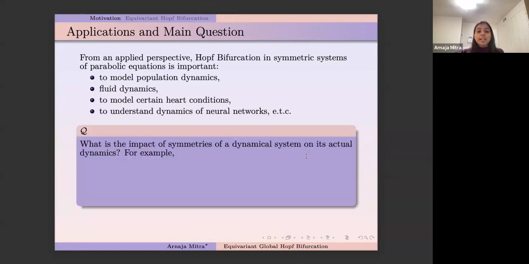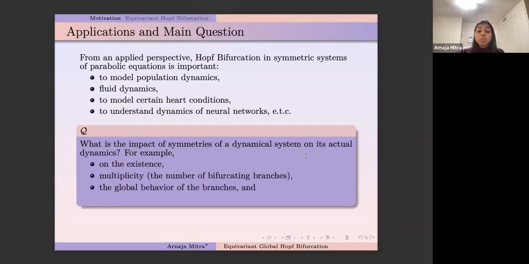Now the main question arises: if you have symmetries of a dynamical system, then what is the effect of it on its actual dynamics? What can you say about the existence or the multiplicity of the branches? You can think about whether there will exist a global result or global branch. And more of the question is, what about the symmetric properties of the existent periodic solution? So my research will answer all those questions.